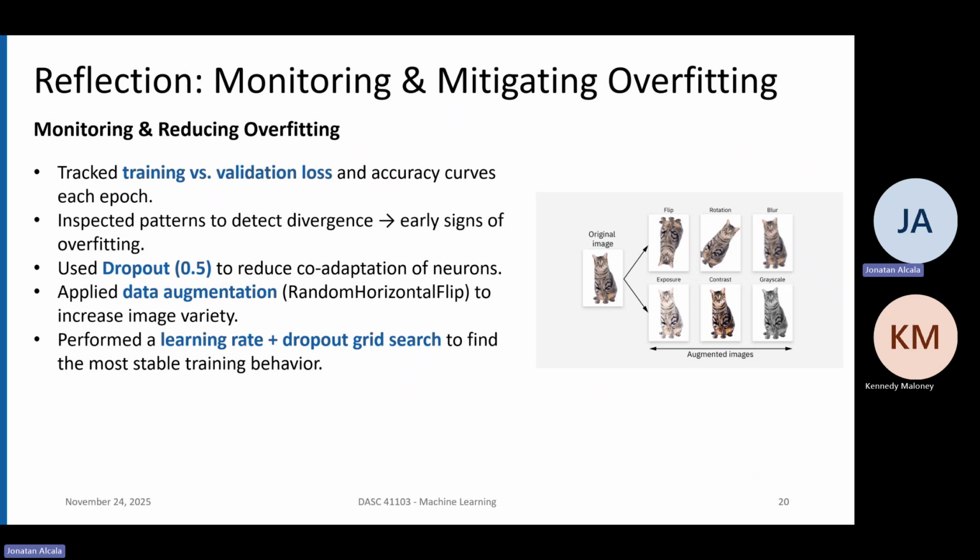To mitigate this, we use dropout, which helped reduce co-adaptation of neurons. We also applied data augmentation, such as random horizontal flips, to give the model more visual variation without needing more real images. Finally, we ran a grid search across learning rates and dropout values. This allows us to pinpoint which configurations were stable and which led to underfitting or inconsistent validation performance.